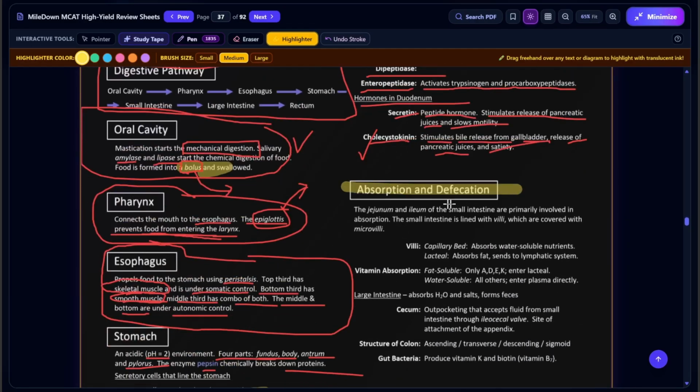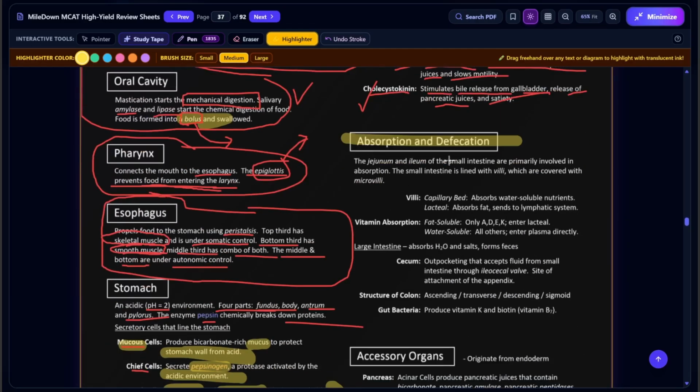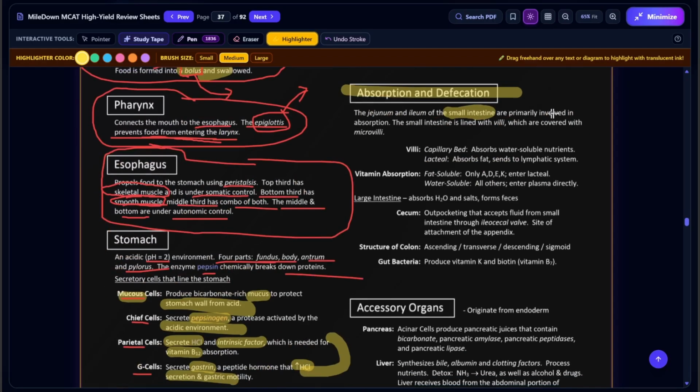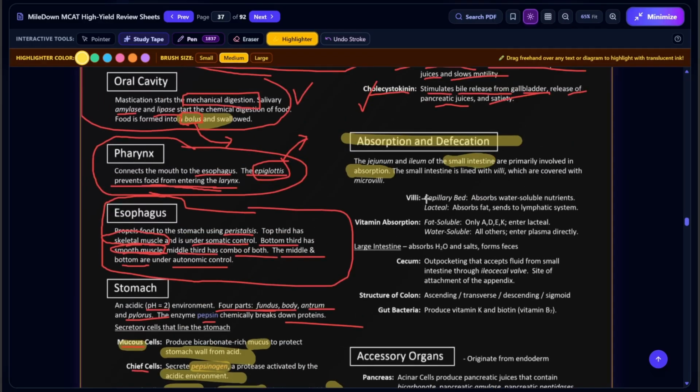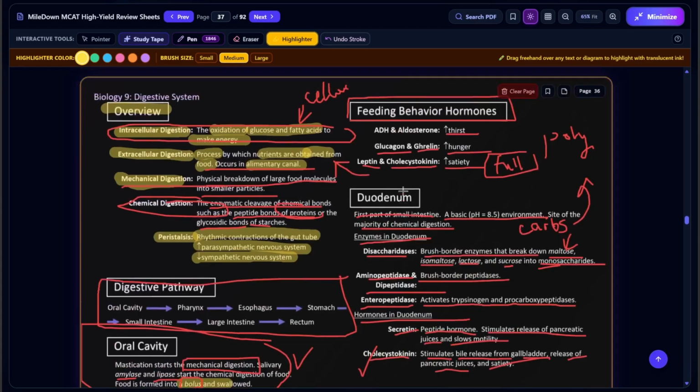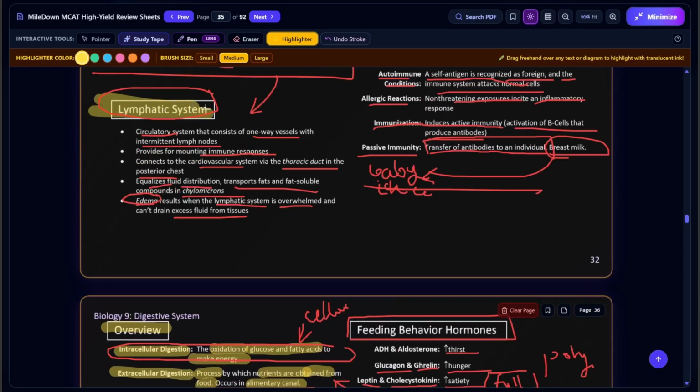And then absorption and defecation. The jejunum and ileum are names for parts within your small intestine, and they're primarily involved in absorption. So they're trying to absorb nutrients, right? The small intestine is lined with villi, which are covered with microvilli. Villi have capillary beds which absorb water-soluble nutrients. The lacteal absorbs fat and sends that to your lymphatic system. Remember, your lymphatic system is also involved with your immune system.